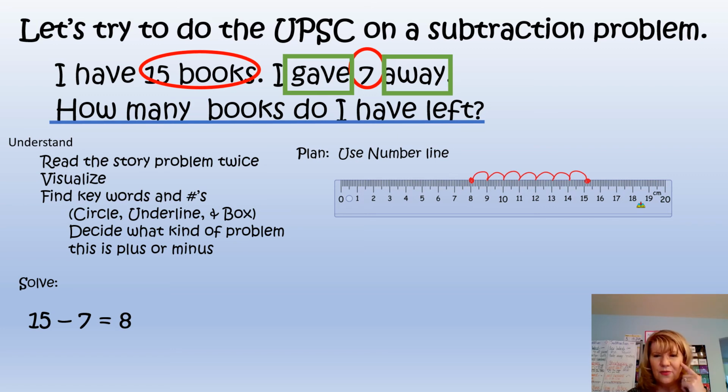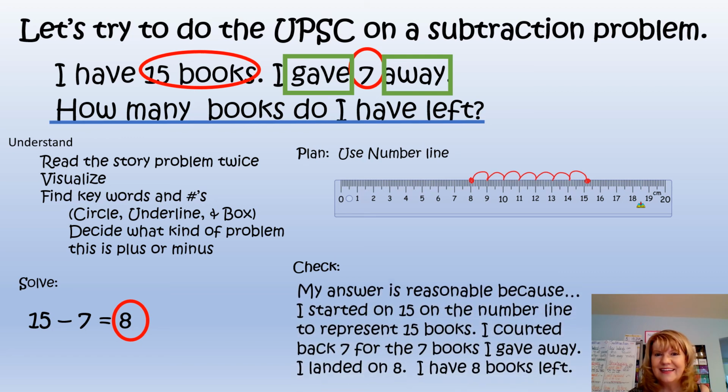I needed to do one more thing. Turn and tell your partner what that one more thing is. Did you say circle the number? Excellent. And we are moving on to check, the last step. Does anybody remember what check is? Write a complete sentence explaining how you answered the question.